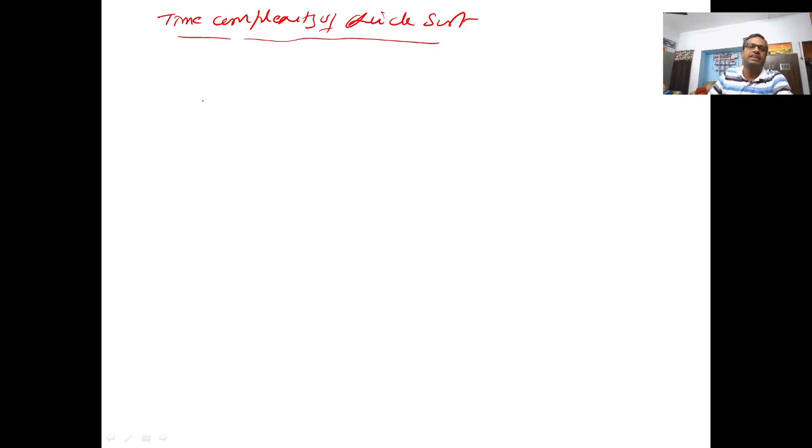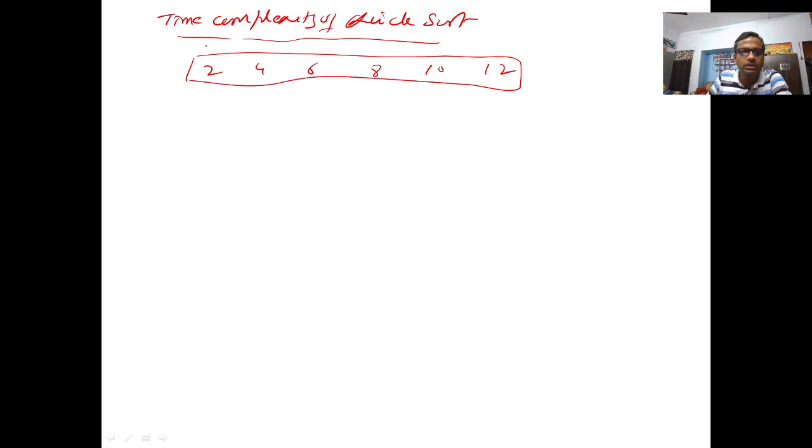The time complexity of your quick sort. Now let us try to have a case when the list is already sorted. Let our list contain 2, 4, 6, 8, 10 and 12 as its elements. Now try to observe the behavior of your quick sort. This is the list. So in this case, low is equal to 1 and high is equal to 6.